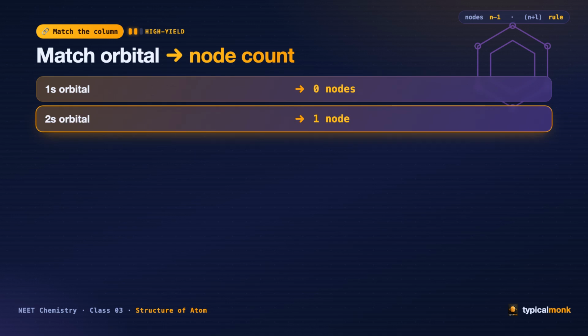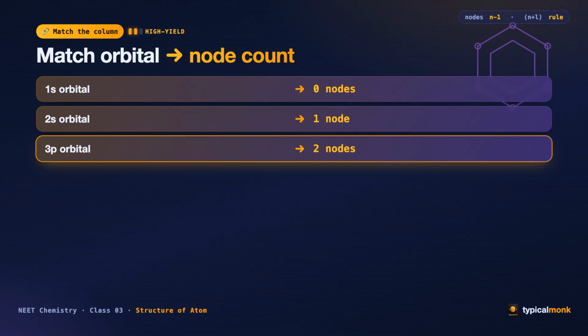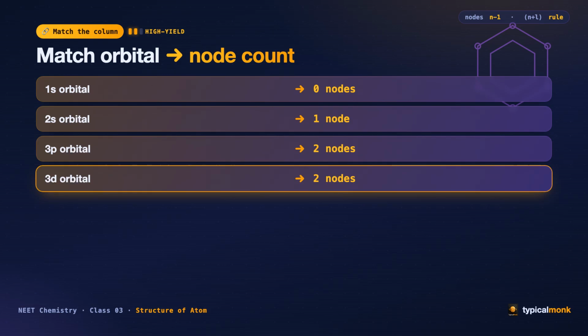The 2s orbital, n is 2, so n minus 1 is 1. 1 node. The 3p orbital, n is 3, so n minus 1 is 2. 2 nodes. And the 3d orbital, n is again 3, so n minus 1 is 2 again. 2 nodes. Notice that 3p and 3d share the same total because they share the same n. If all 4 came to you before the reveal, the formula is becoming yours.